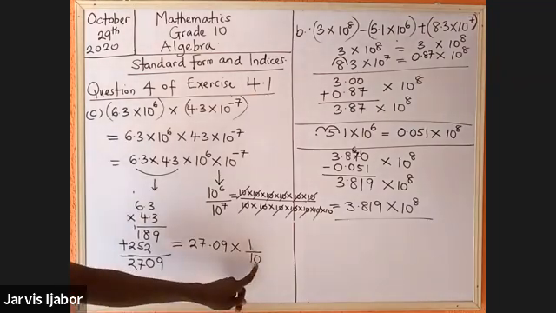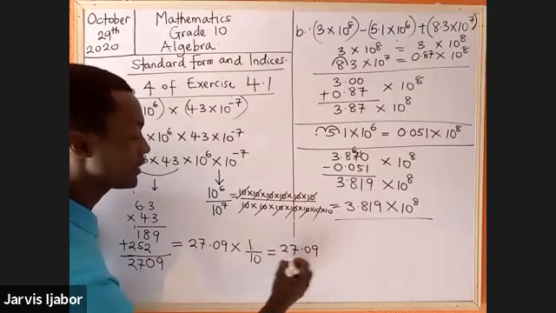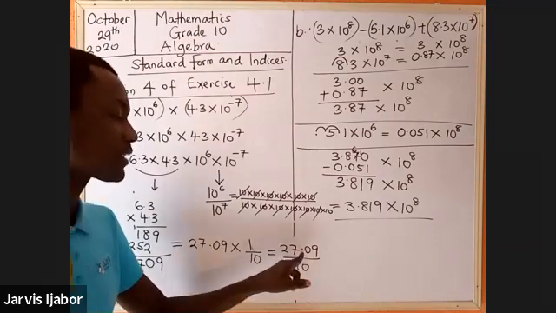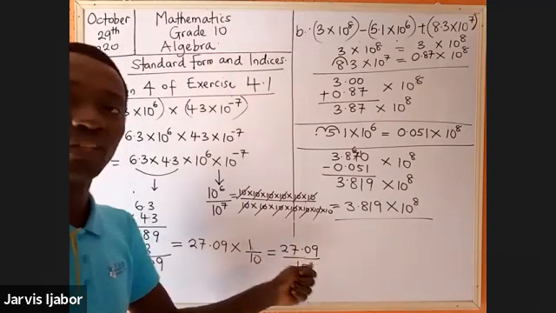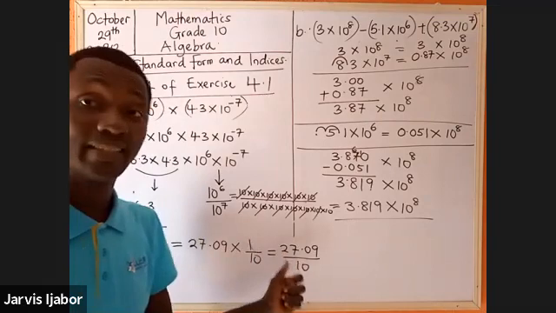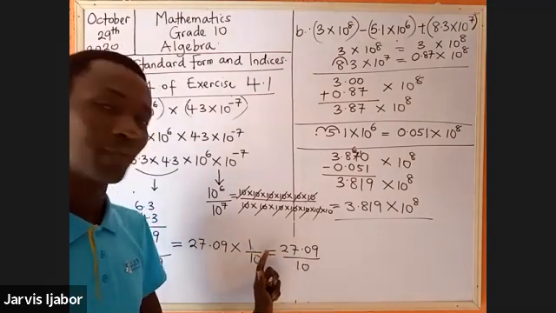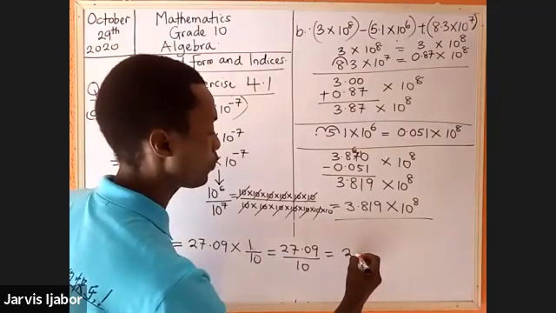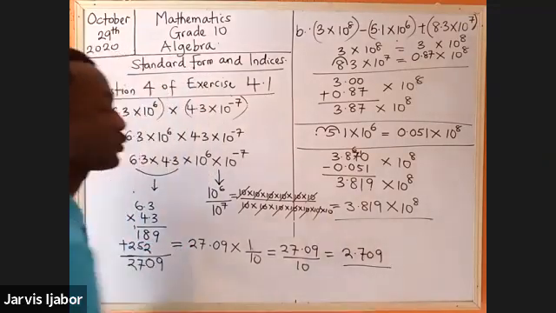Now, 1 over 10 I can write to mean 27.09 divided by 10. Divided by 10 means move the decimal indicator one step back. When you divide by 10, you are moving the decimal indicator backwards. When you multiply by 10, you're moving the decimal indicator to the front. So the answer becomes 2.709. That's what my final answer will be.